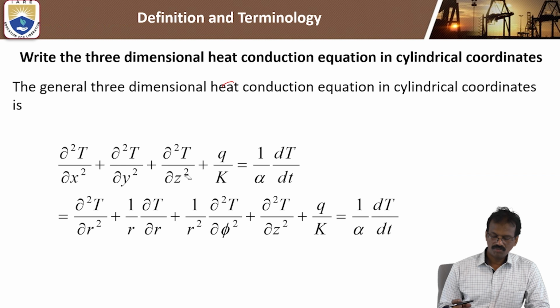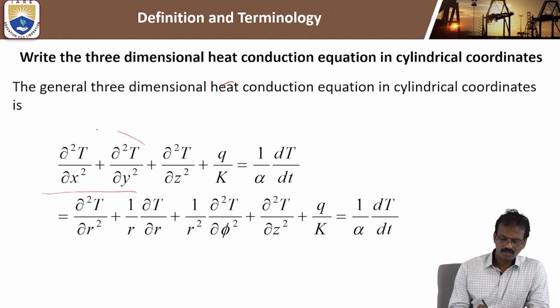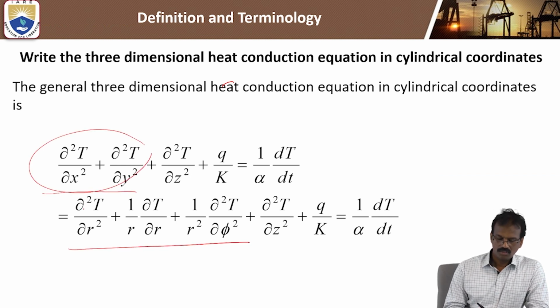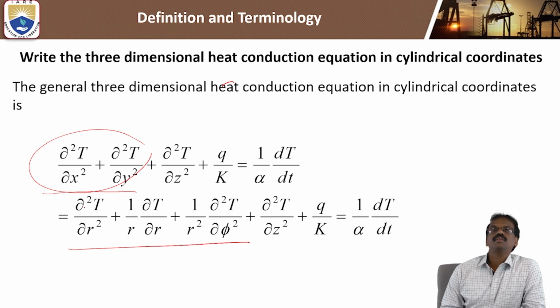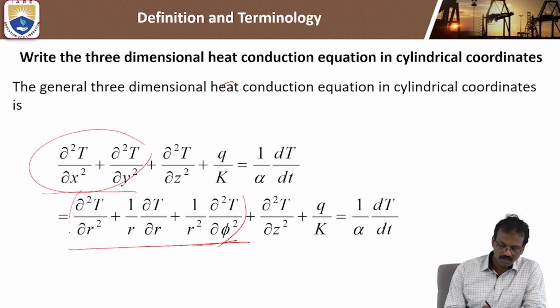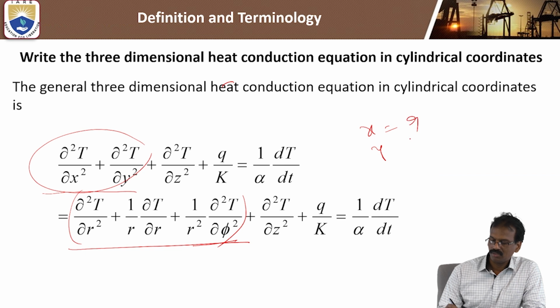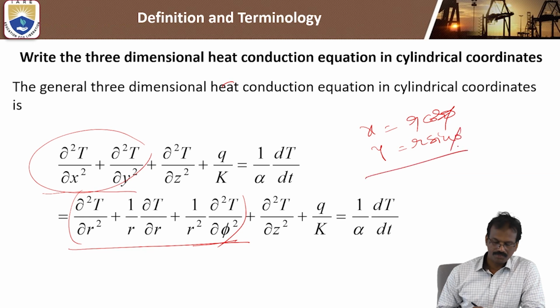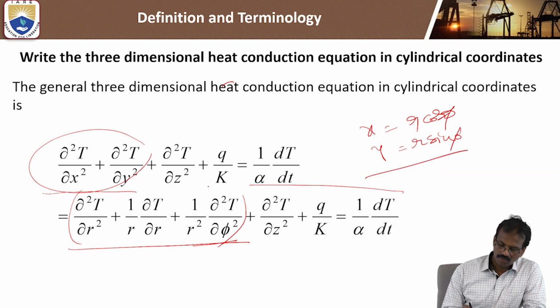So it means x and y components will be changed. In the place of this one, we will get this one: d square T by dr square plus 1 by r into dT by dr plus 1 by r square into d square T by d phi square. So in place of x and y, the x component and y component will be changed with respect to r cos phi and r sin phi. So this is the final formula.